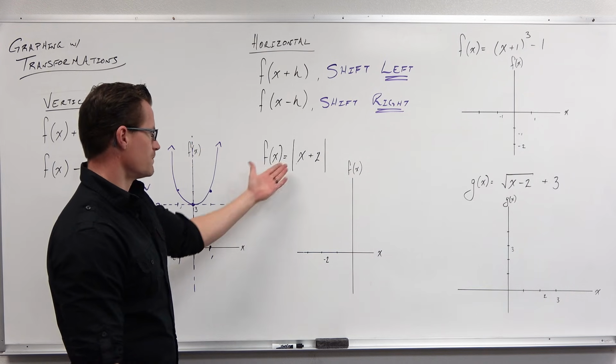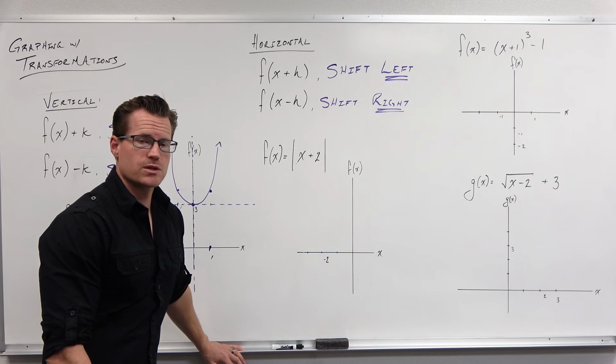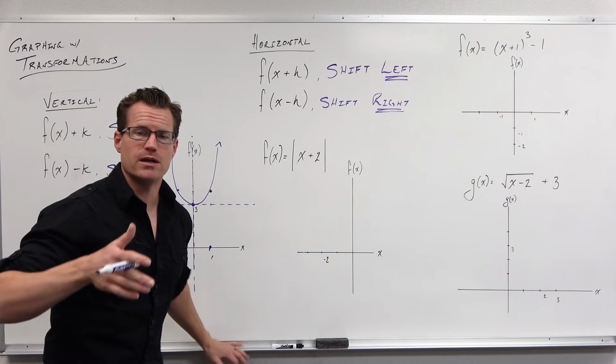So this shift, let's look at that. That's the absolute value of x plus 2. The first thing we want to understand is that absolute value gives me a V.